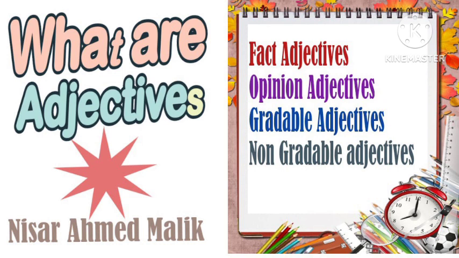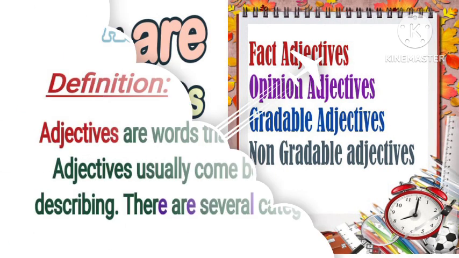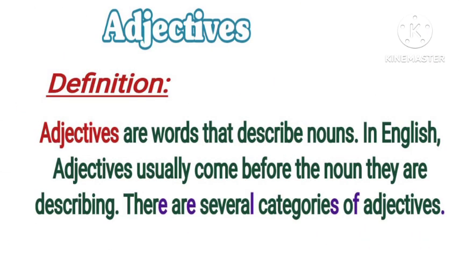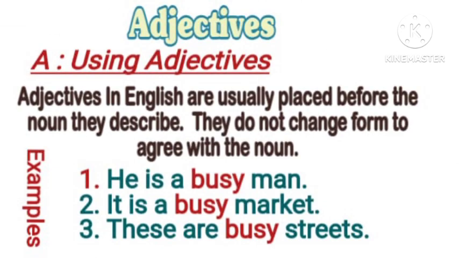We are here with another informative video in which we will study adjectives, their definition, types and uses. Definition of adjectives. Adjectives are words that describe nouns. In English, adjectives usually come before the noun they are describing. There are several categories of adjectives.